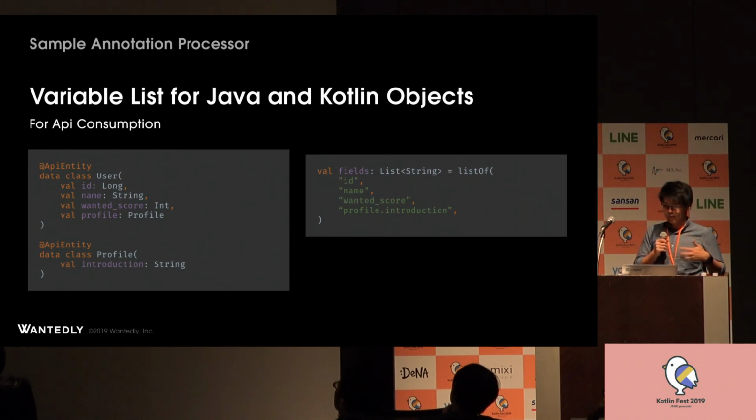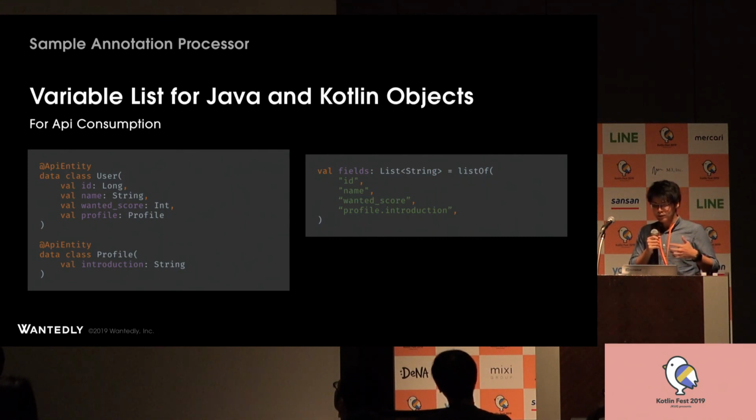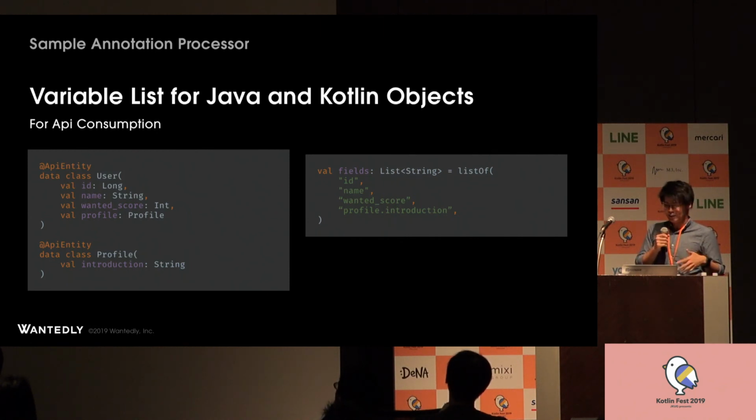This list of variable names is used for APIs that require you to pass a list of fields that you want on the response object. And this annotation processor allows us to add the list of field names into the API request without adding them manually or adding them through reflection.